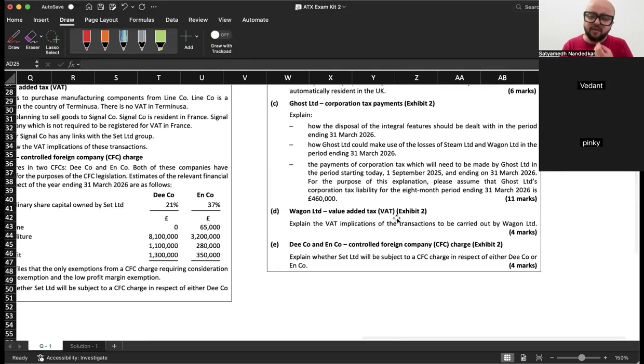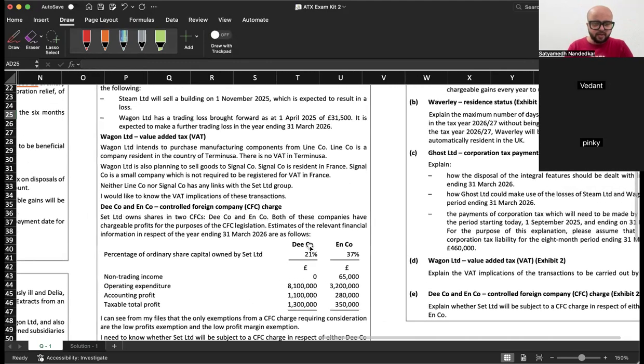Now, Wagon Limited VAT. Explain the VAT implications of transactions to be carried out by Wagon Limited. Wagon Limited intends to purchase manufacturing components from Line Company. Line Company is a company resident in the country of Terminusa. There is no VAT in Terminusa. Wagon Limited is planning to sell goods to Signal Company. Signal Company is resident in France. Signal Company is a small company which is not required to be registered for VAT in France. Neither Line Company nor Signal Company has any links with Set Limited Group. I would like to know VAT implications.